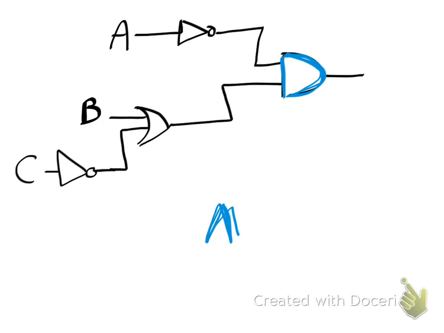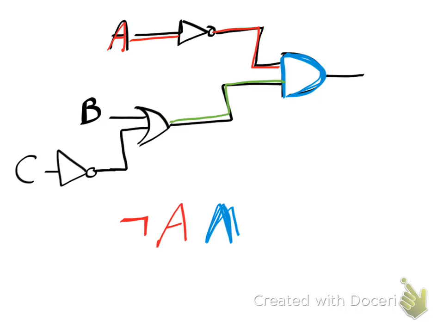Let's track the path of one of our electrons or electrical circuits. A is coming into this, and then it's immediately turning into not A. And that's one of our two inputs into our AND gate. So not A would be one half of our problem. Not A. The other part looks a bit trickier, so let's follow the path backwards here.